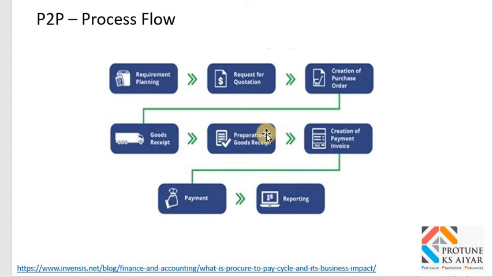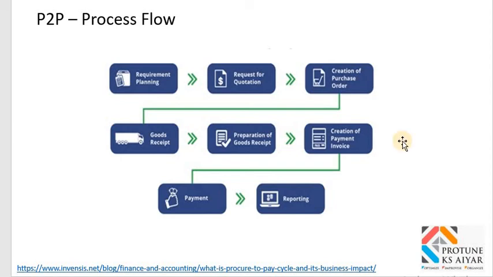In case of services, there would not be any goods receipt, but you would have a service receipt. So in SAP terminology, there is a corresponding document by the name of service entry sheet. So instead of a goods receipt note, you will have a service entry sheet which is created against work orders. So that is the only difference that you need to keep in mind as far as goods supply and services supply is concerned.